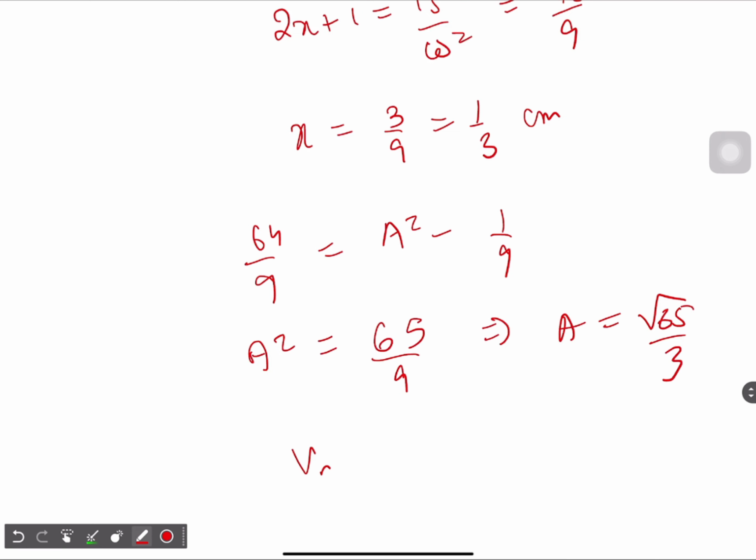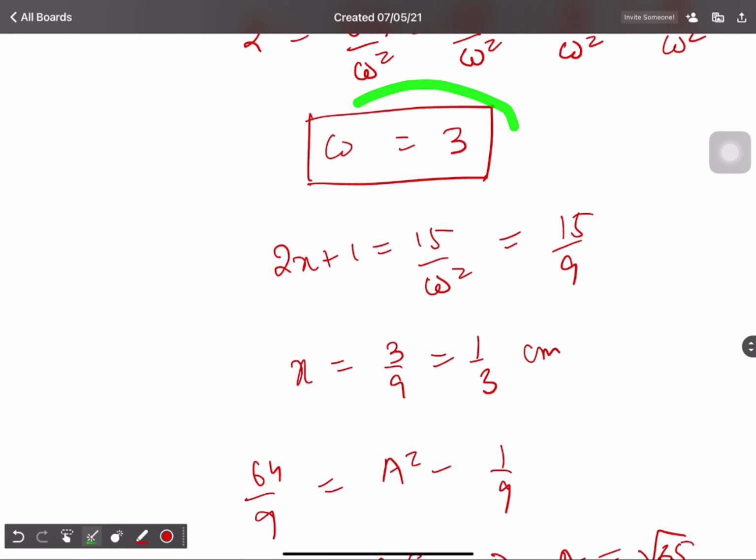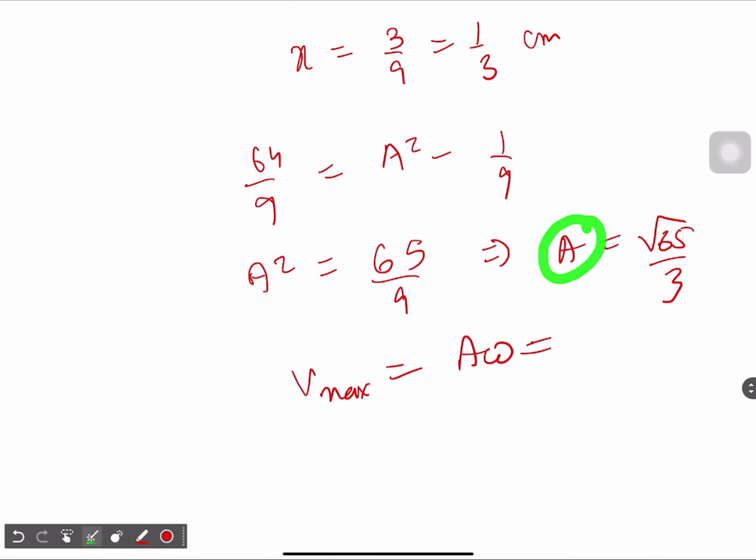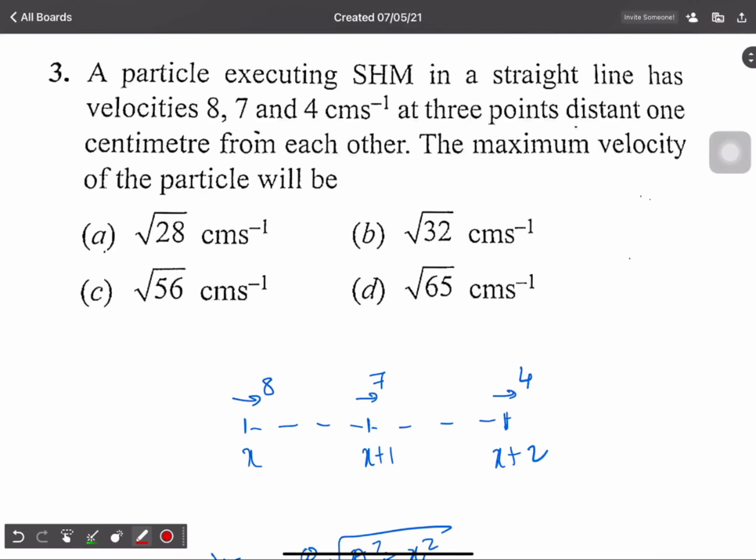Now maximum velocity is what? That is equal to a omega. So omega is equal to 3, right? Omega is equal to 3. So a multiplied by 3 will give you what? Root 65 centimeter per second. So we have option D.